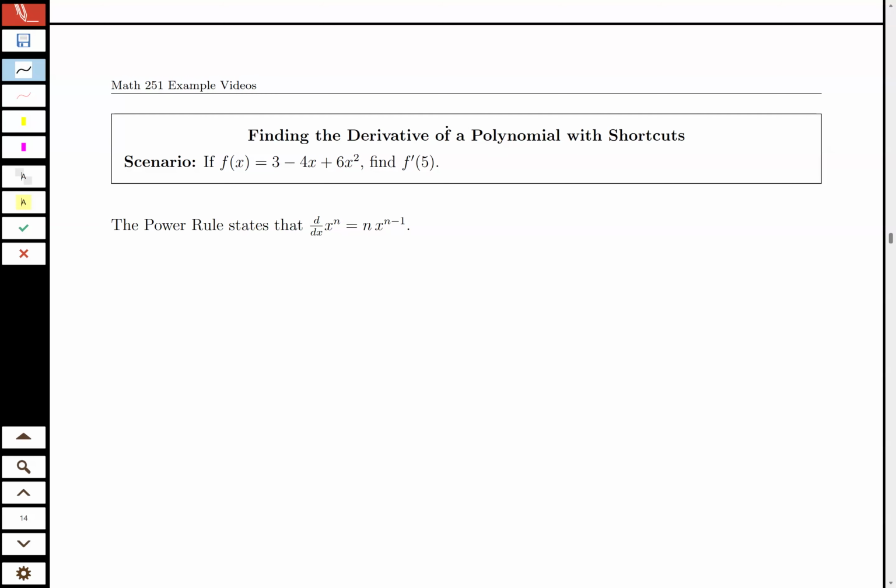Let's find the derivative of a polynomial using some shortcuts here. So suppose that f of x is equal to 3 minus 4x plus 6x squared, and I want to find f prime of 5. To do this, I'm going to use the power rule.